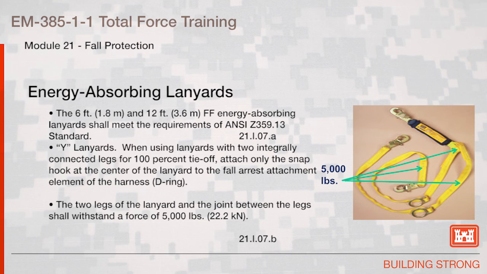Y lanyards. When using lanyard with 2 integrally connected legs for 100% tie-off, attach only the snap hook at the center of the lanyard to the fall arrest attachment element of the harness, or D-ring. The 2 legs of the lanyard and the joint between the legs shall withstand a force of 5,000 pounds. Twin leg lanyard for 100% tie-off.